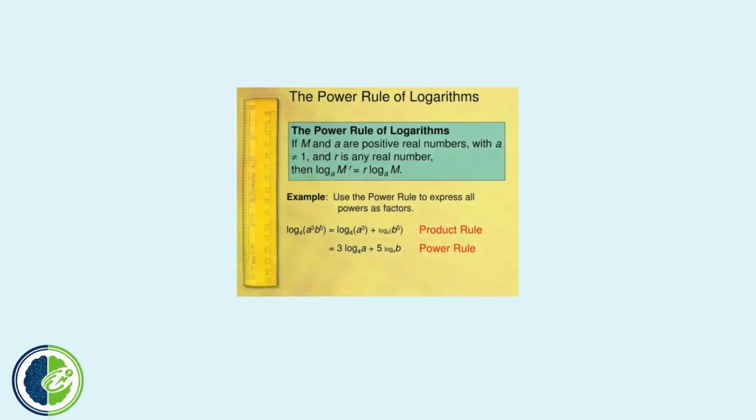The power rule is incredibly useful for handling exponents. It states that the logarithm of a number raised to a power equals the power multiplied by the logarithm of the number. This converts exponents into simple multiplication. Here's how it works in practice. Log base 10 of 10 to the power of 3 becomes 3 times log base 10 of 10. Since log of 10 equals 1, we get 3 times 1 equals 3. This confirms that 10 cubed equals 1000.